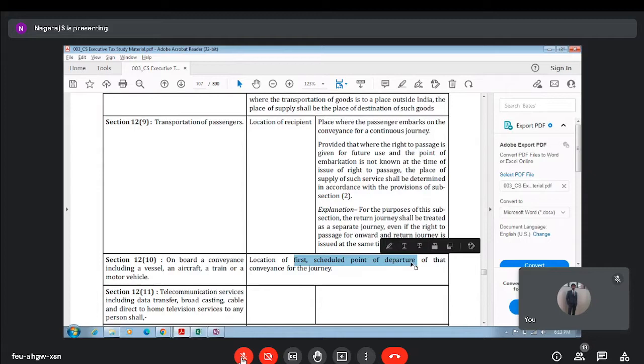Bangalore. Okay. Bangalore to Dubai. You have booked a flight, Emirates. It goes to Sri Lanka, it goes to Pakistan, then it goes to Dubai. Okay, you have onboarded in Bangalore. You have taken the services in Sri Lanka. Though it is outside India, the first scheduled point of departure being Bangalore, the place of supply will be Bangalore, Karnataka.